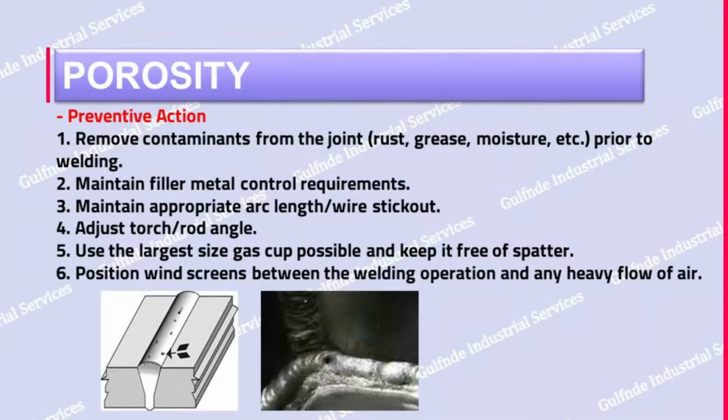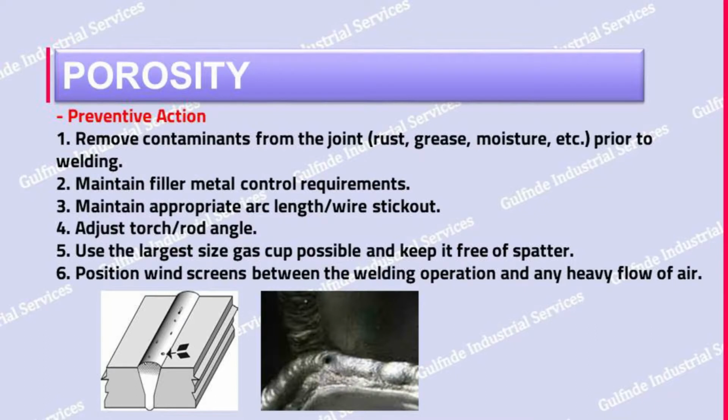What are preventive actions for porosity? 1. Remove contaminants from the joint like rust, grease, moisture prior to welding. 2. Maintain filler metal control requirements. 3. Maintain appropriate arc length or wire stick out.